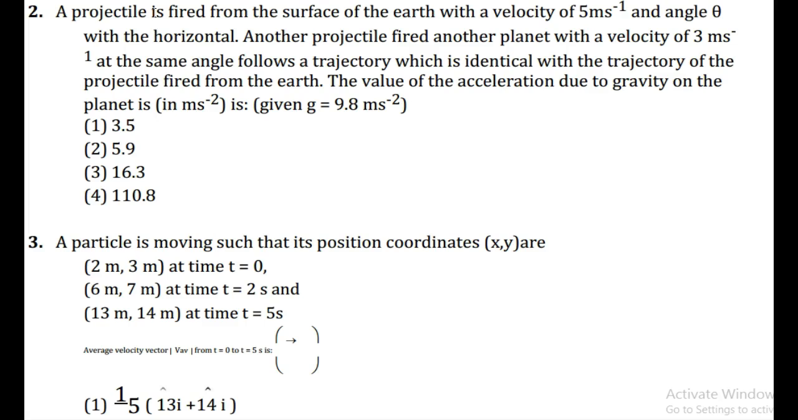It is written that a projectile is fired from the surface of the earth with a velocity of 5 meters per second at an angle theta with the horizontal. Another projectile is fired from another planet, not the earth, with a velocity of 3 meters per second at the same angle, and follows a trajectory identical with the trajectory of the projectile fired from the earth. This means the range should be the same. And we have to find the value of acceleration due to gravity on the planet.